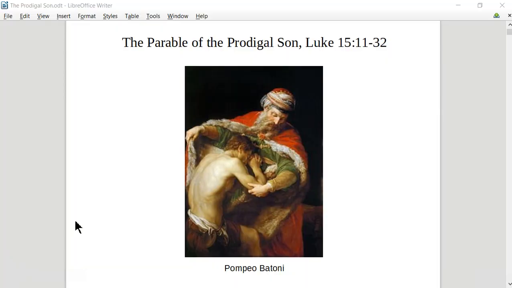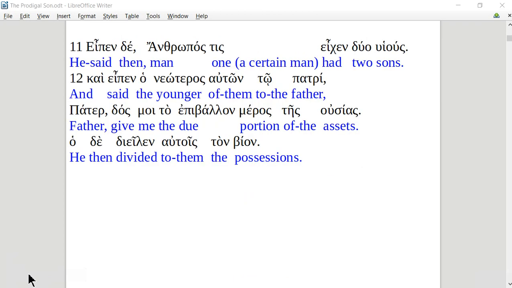Again, we'll look at it in the Greek New Testament. Parable of the Prodigal Son, Luke chapter 15, verses 11 to 32. And here we have a painting by the painter Pompeo Batoni. As always in these videos, which are roughly intermediate level Greek, we do 4 passes through the Greek text. And the first one, we do a word-by-word translation underneath.